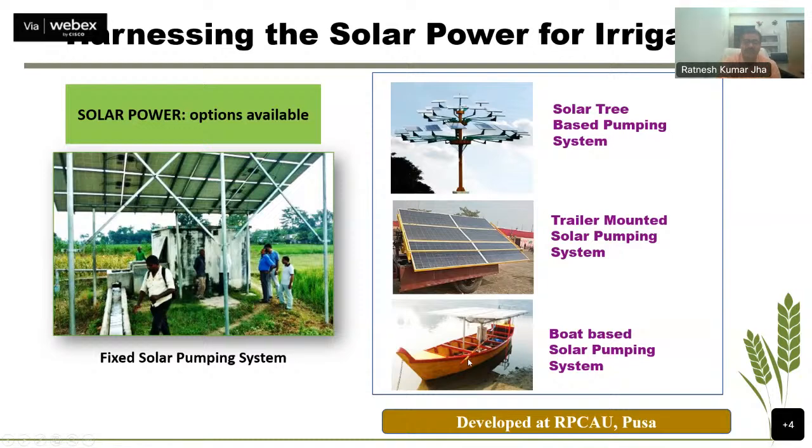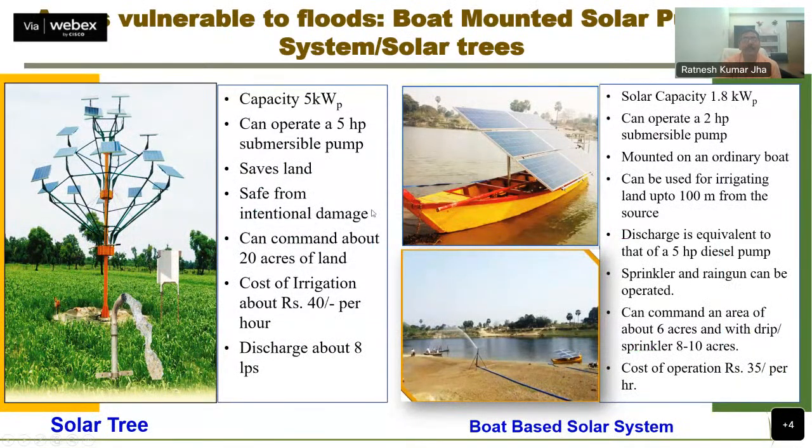So in the riverine belts, water is everywhere. You must be knowing this fact: water everywhere, not a drop to drink. So there is water, but the farmers cannot use that river water for irrigation. So this boat mounted solar irrigation system can irrigate those areas. So you see here how the crop is being irrigated by solar tree and solar boats.